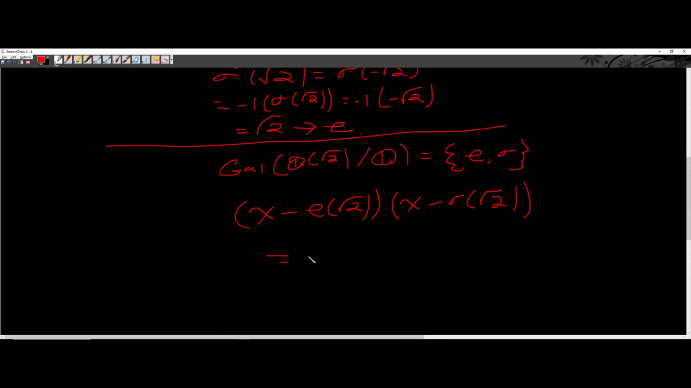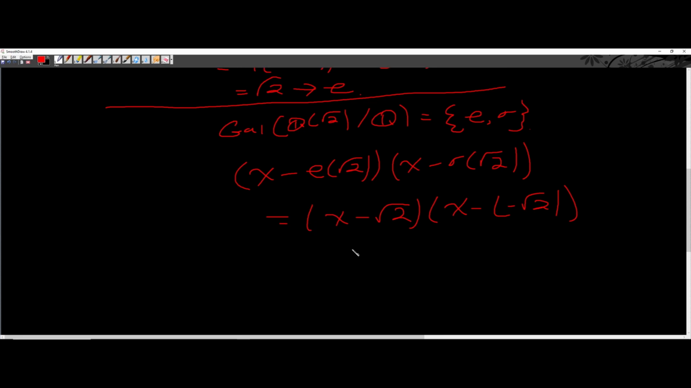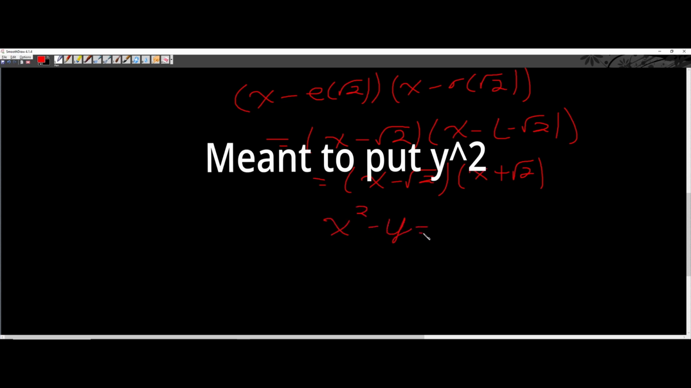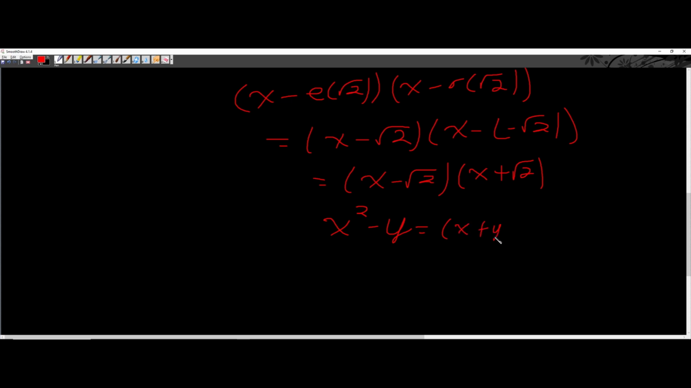So we have x minus E of square root 2, which is just x minus square root of 2, times x minus sigma of square root 2, which is just x minus negative square root of 2, and that's just x minus square root of 2 times x plus square root of 2. So we can use the difference of squares formula: x squared minus y squared equals x plus y times x minus y.